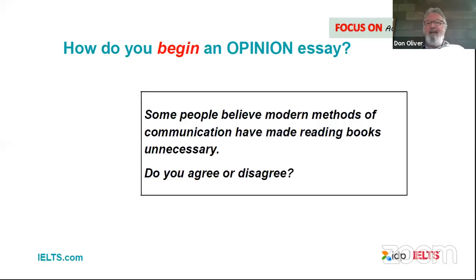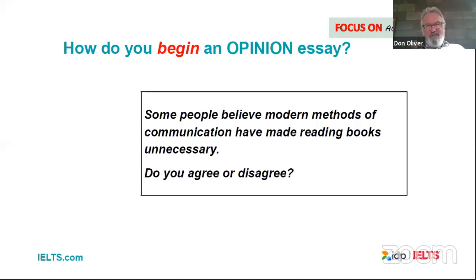Let's have a look at some aspects of coherence and cohesion, which are important. Remember, we were talking about paragraphing. So your first paragraph will be some sort of introduction and some way of expressing an opinion. So here is an example of a task. Some people believe modern methods of communication have made reading books unnecessary. That is the statement. The response, do you agree or disagree?